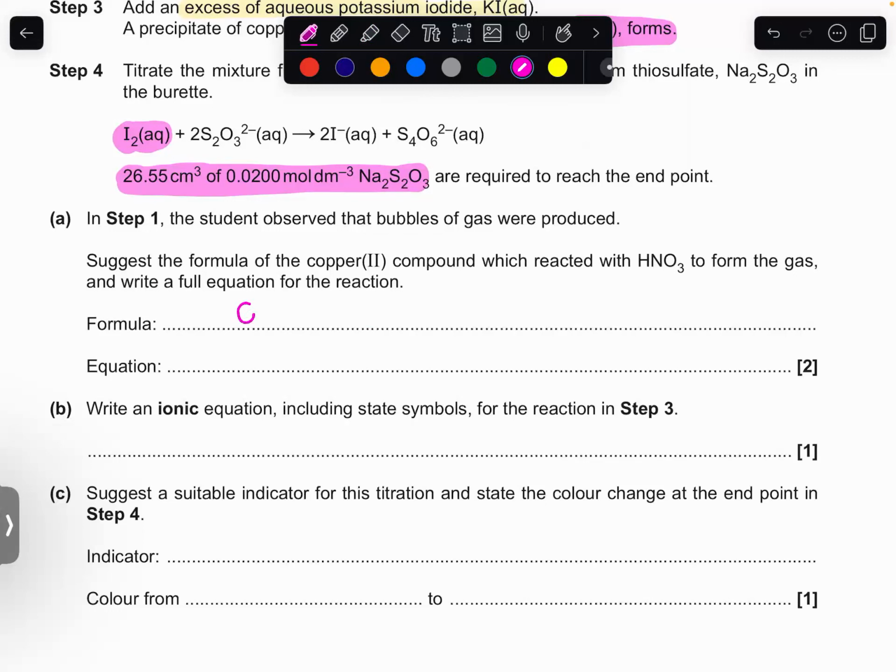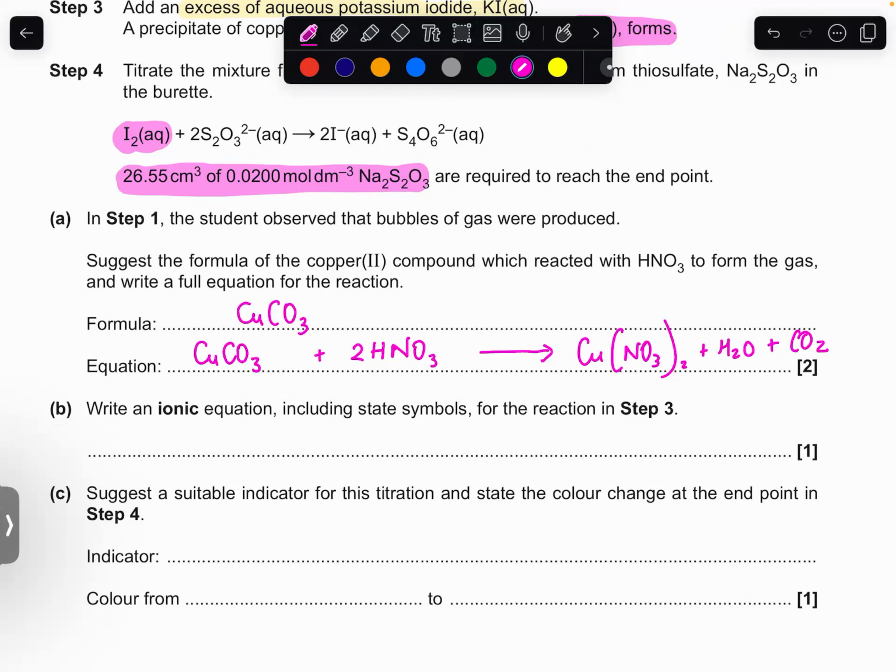So what we've got here is copper carbonate. This is a year 1 type of question where you've got a carbonate reacting with an acid to give you the salt, water, and carbon dioxide. That's the gas that's given off. And to balance, just put a big 2 there.